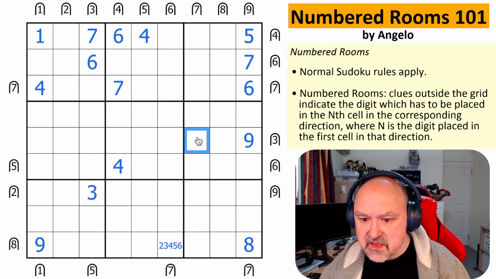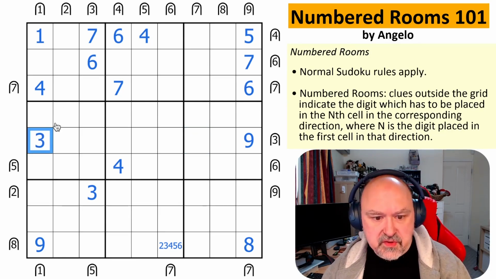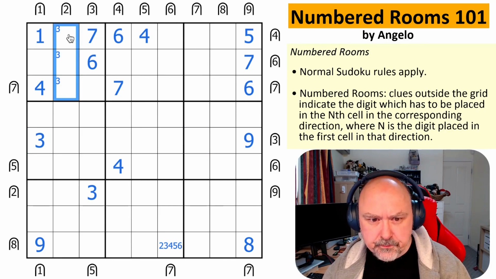And that 9 is cluing 3, which puts 3... No, not there. It puts 3 in the 9th spot. It puts 3 there, which puts 3 up here. 3 there would put 2 there, which can work. Man, some of this indexing can be hard to see.